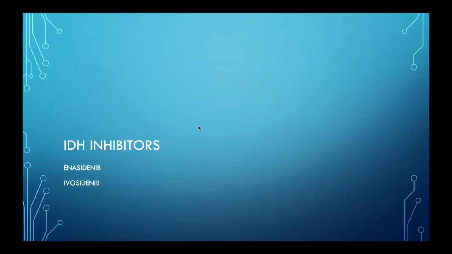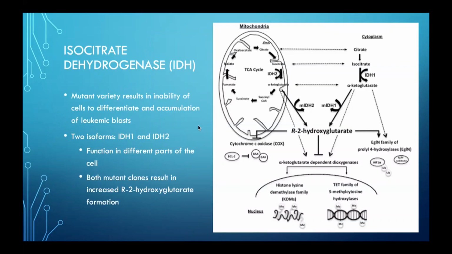Moves us on to our IDH inhibitors, enasidenib and ivosidenib. And so IDH is isocitrate dehydrogenase, and so the mutant variety results in an inability of cells to differentiate and accumulation of leukemic blasts. So then our IDH inhibitors are going to enable that differentiation into healthy cells. Two isoforms, IDH1 and IDH2, function in different parts of the cells. However, both result in this hydroxyglutarate formation. And from an agent standpoint, I tend to think of them as being more similar than different.